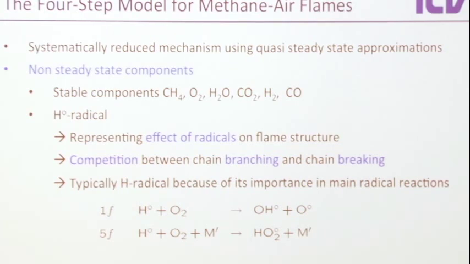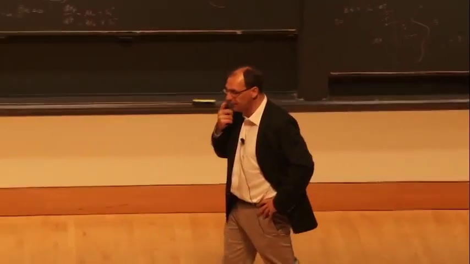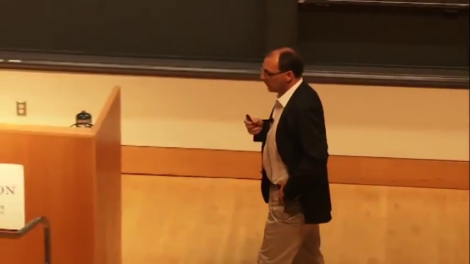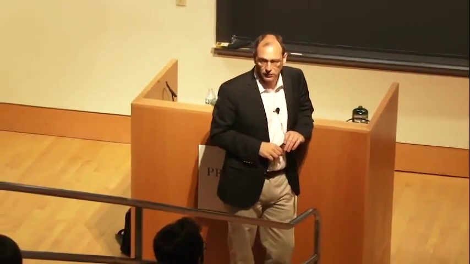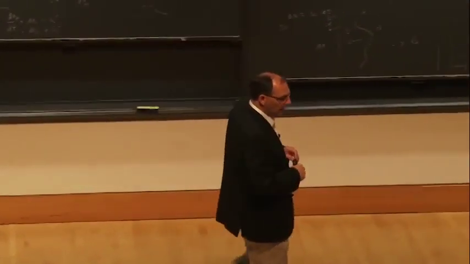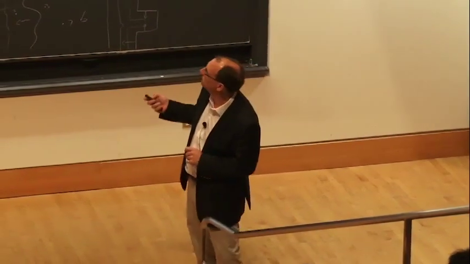Okay, so this represents the competition between chain branching and chain breaking reactions. It turns out the most important chain branching and chain breaking reactions are these two reactions. I mentioned this before. The reaction H plus O2 goes to OH plus O. That's the most important chain branching reaction. One thing you should remember for your life, at least that's my way of thinking, is how many radicals are being produced in this reaction?